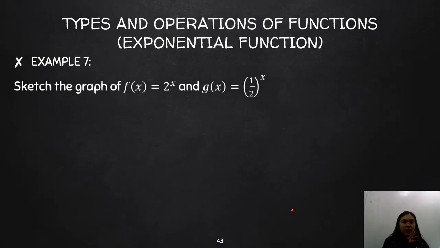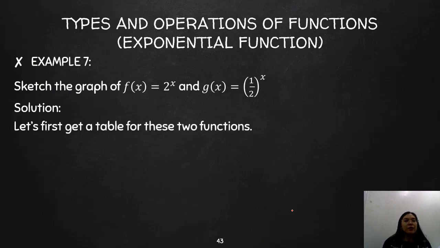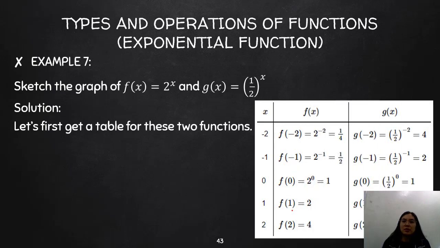So, let's try to take a look at this example. You have your f of x is equal to 2 raised to x, and of course, your g of x is equal to 1/2 raised to x. So, the very first thing that we do is to get a table for these two functions. So, maglagay lang tayo ng any value of x, di ba? -2, -1, 0, 1, 2. And then, kukunin natin yung values ng f of x tsaka g of x. Nandito naman po yung solution.